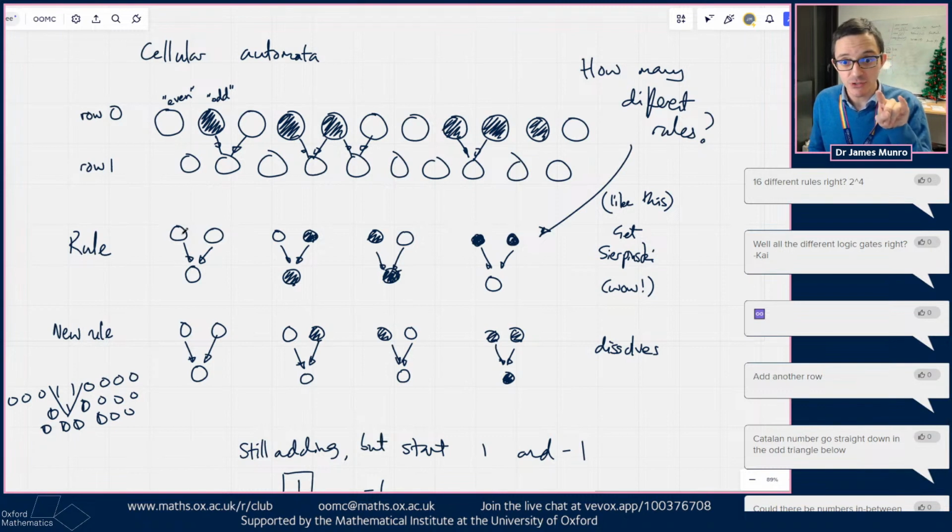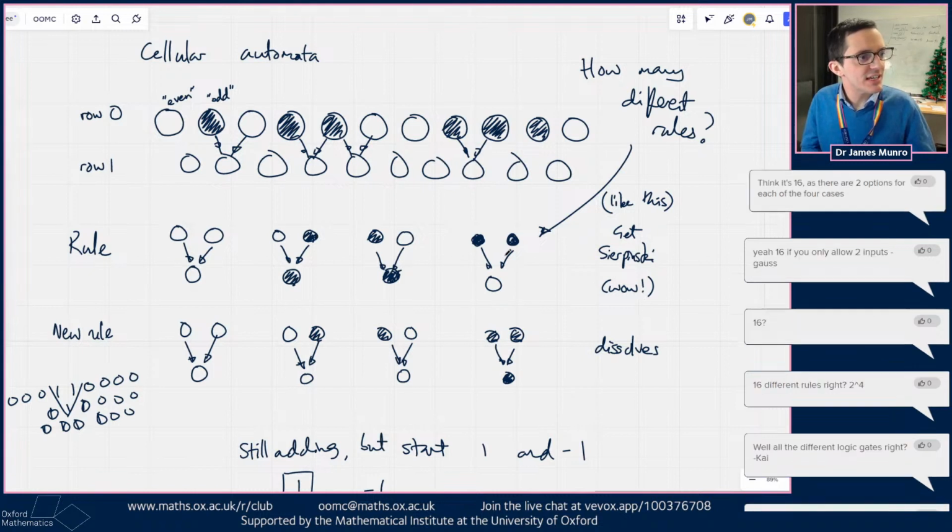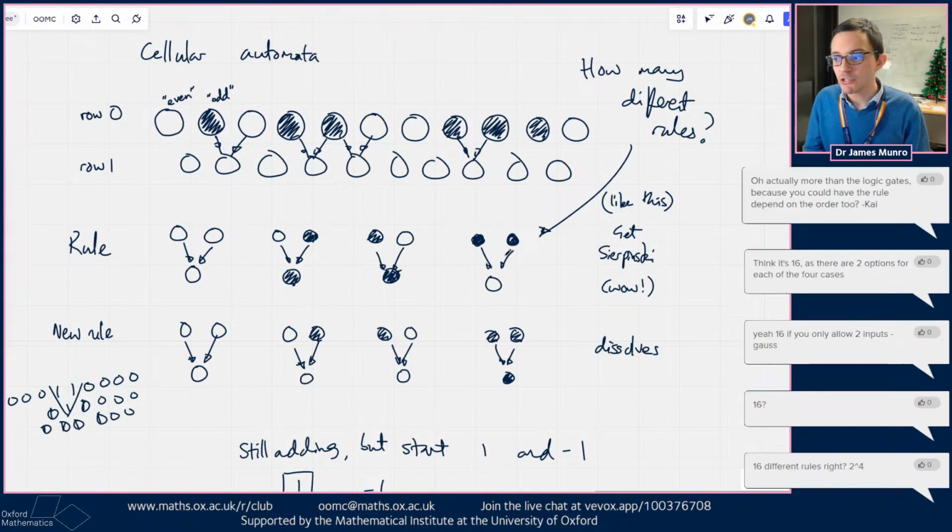You could see 2 zeros. Your computer needs to be prepared for what's going on for those. You can see a 0 and a 1. You can see a 1 and 0. Or you can see a 1 and 1. I'm using numbers because I'm thinking about computer science now. I'm using numbers instead of colours. That's a bit clumsy, I suppose. 4 different inputs, and chat saying 16 possibilities for what you do for the output.